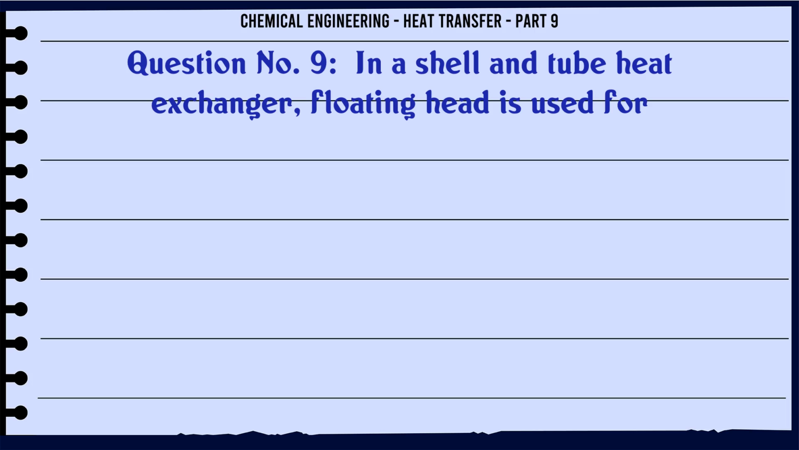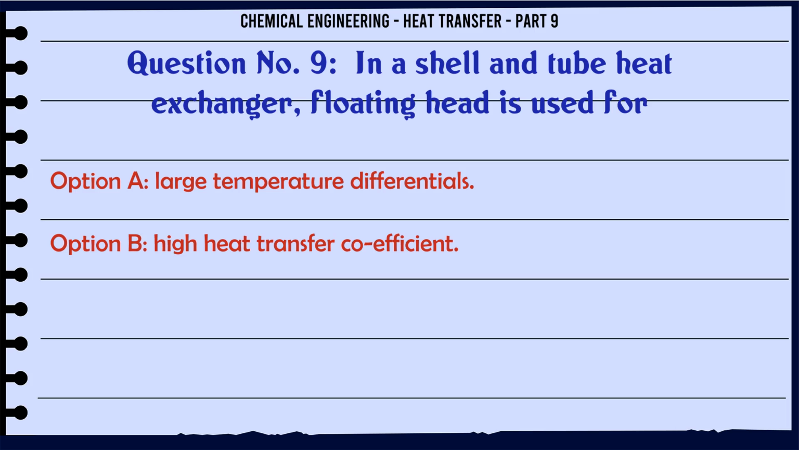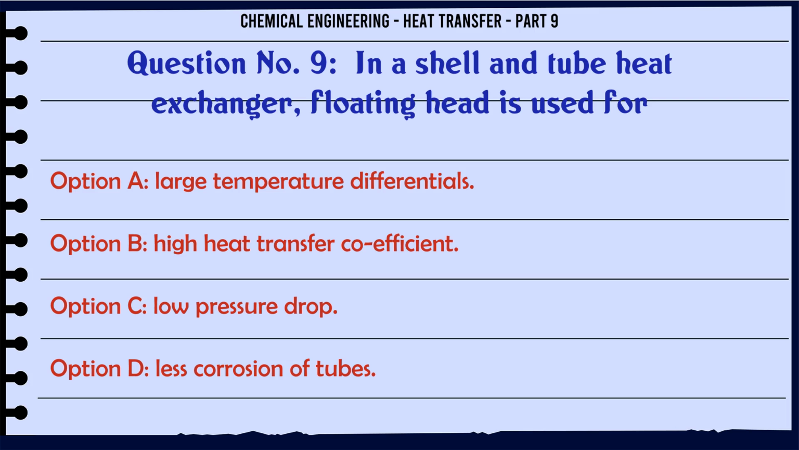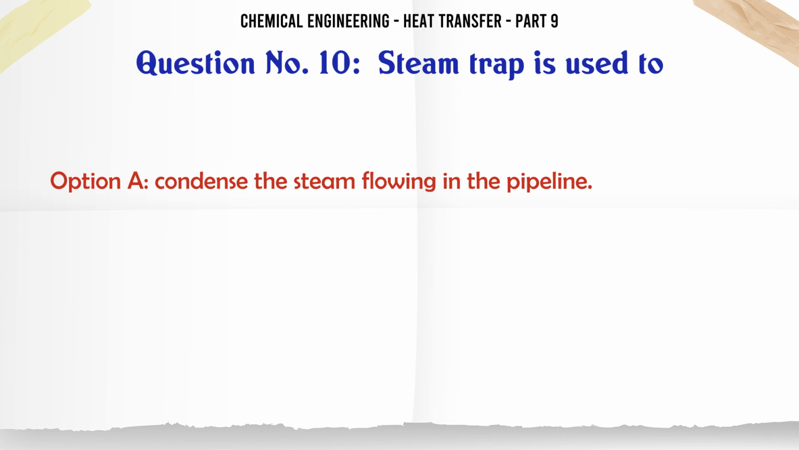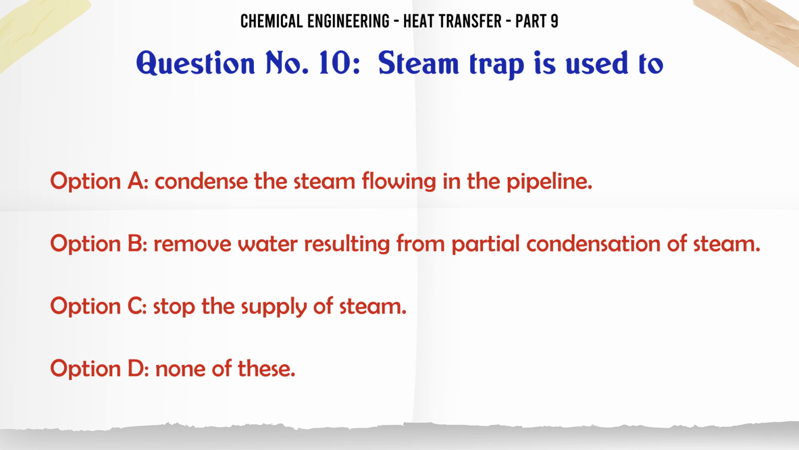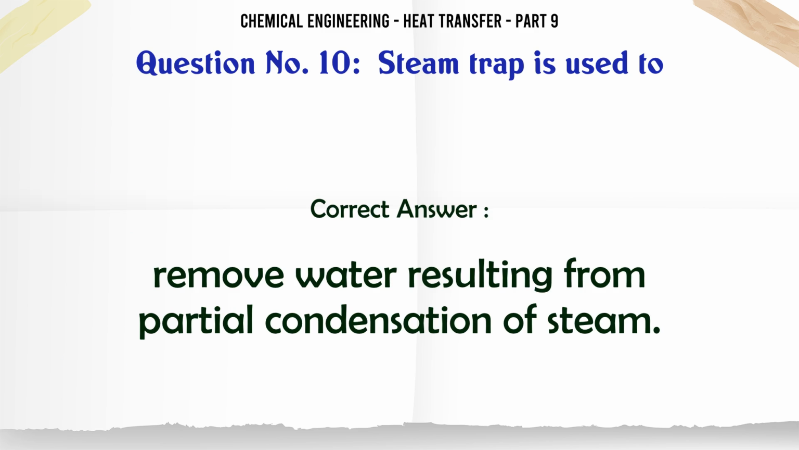In a shell and tube heat exchanger, floating head is used for: A, large temperature differentials; B, high heat transfer coefficient; C, low pressure drop; D, less corrosion of tubes. The correct answer is large temperature differentials. Steam trap is used to: A, condense the steam flowing in the pipeline; B, remove water resulting from partial condensation of steam; C, stop the supply of steam; D, none of these. The correct answer is remove water resulting from partial condensation of steam.